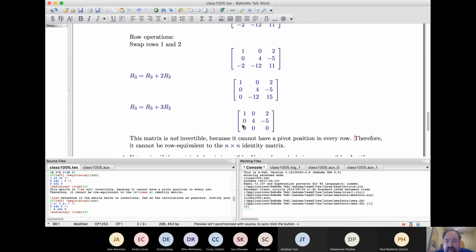So the third row is not going to have a pivot position. So by the invertible matrix theorem, we have a deal breaker. It cannot be invertible.